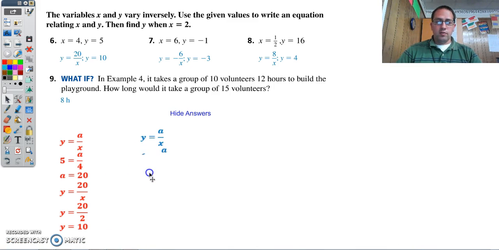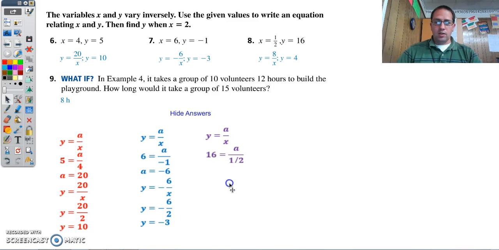Number 7, there's our inverse variation formula. We know, oops, I typed those in backwards, so that's no good. That should be negative 1 equals 6. Still, when you divide by negative, multiply by 6, you still get the same thing. So we have negative 6 equals x. So we plug in 2 for x. Sorry, y equals negative 6 divided by x. So y equals negative 6 divided by 2. So y equals negative 3.